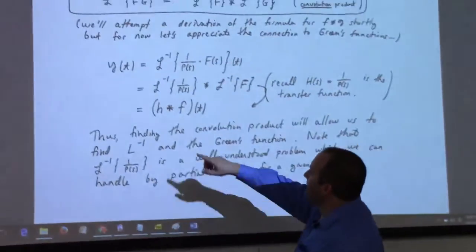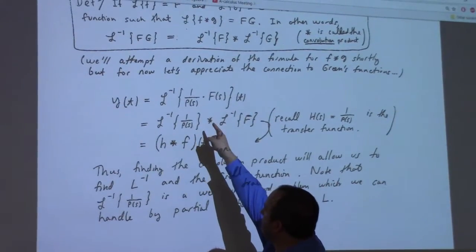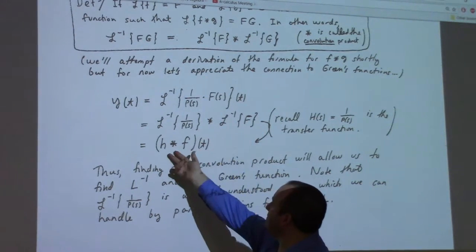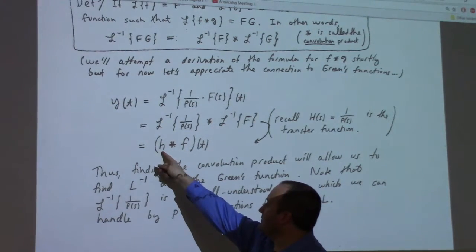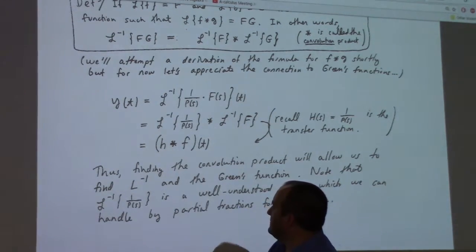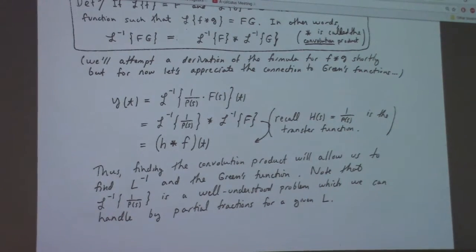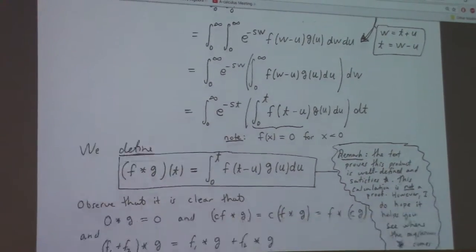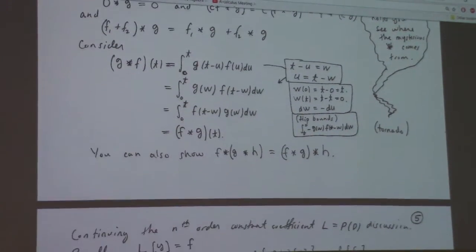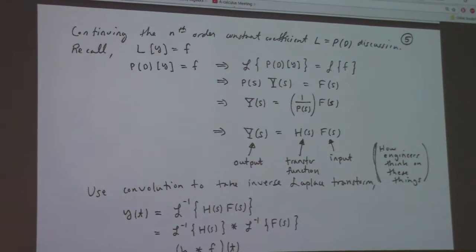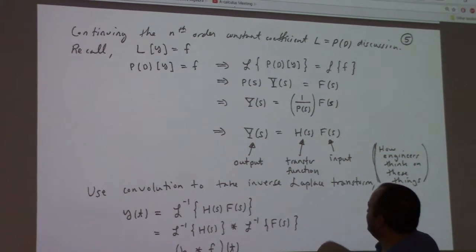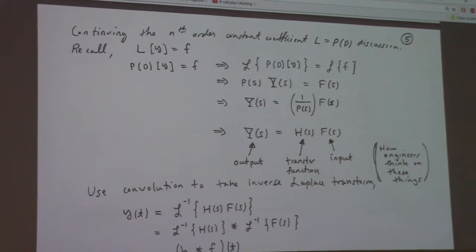Again, just to recap, the solution is the inverse Laplace transform of 1 over the characteristic polynomial of s times the Laplace transform of the force function, which is the convolution of the inverse Laplace transform of the transfer function and f. So let me show you a specific calculation here. That's why convolution is interesting. It's how engineers think of these things: in the frequency domain, output equals transfer function times input.